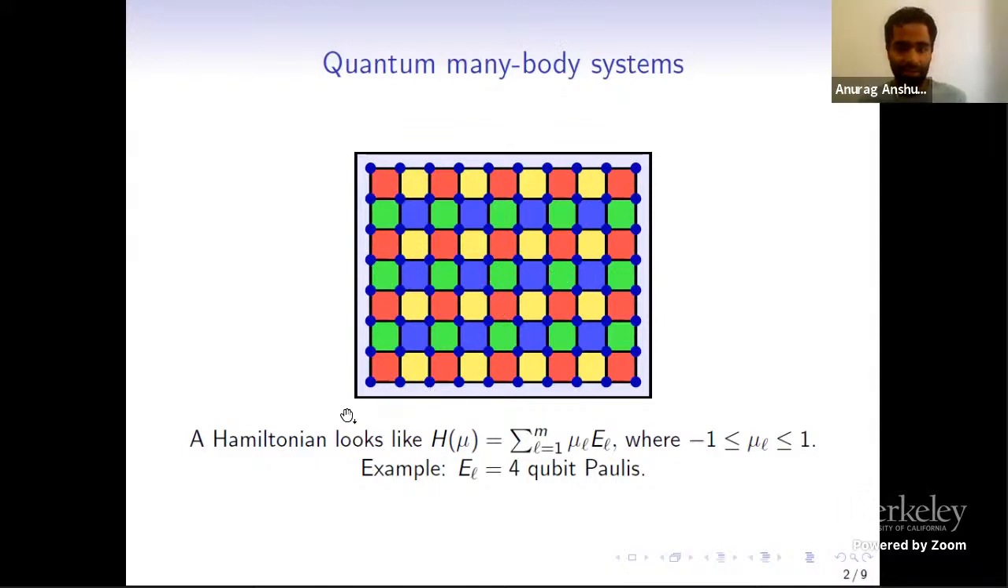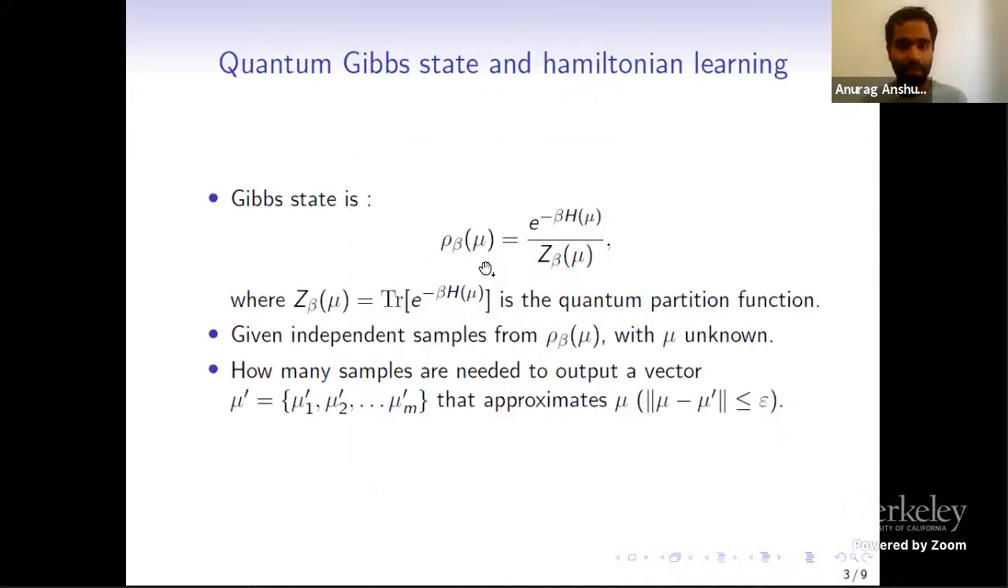So a Hamiltonian looks like a sum of terms where the mu's are some real numbers, between -1 and 1, which reflects the fact that there are no very strong interactions in nature at a local level. And the e's are some operators. For example, the e's could be 4-qubit Paulis, which is shown in this picture. Each plaquette corresponds to a Pauli. So that's our setup. It's a Hamiltonian that governs properties of the system.